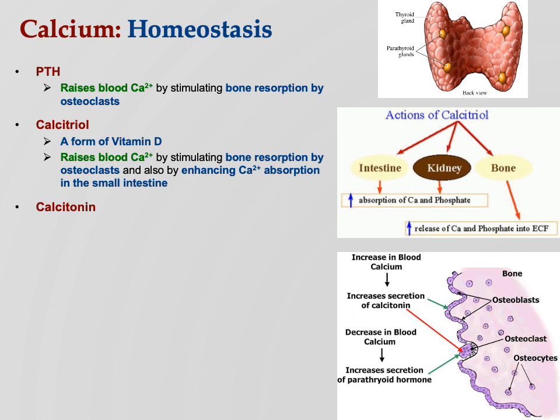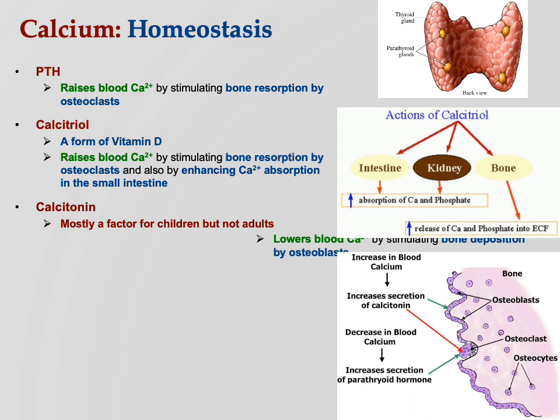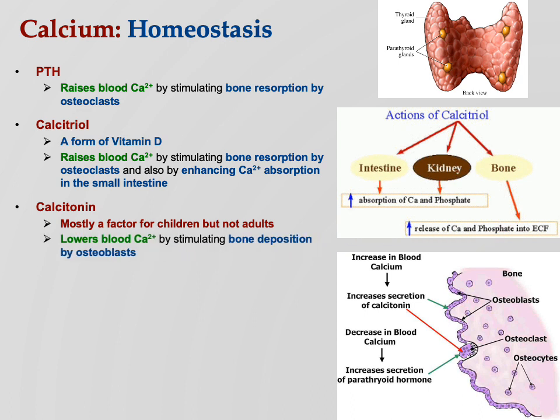Calcitonin was the third big calcium hormone, but remember it does the opposite of PTH and calcitriol. So it's mostly a factor for children, not adults. This is when kids are growing. So what does it do? Lowers blood calcium by stimulating bone deposition by osteoblasts. So remember, osteoblasts are the cells that grow the bone. Bone deposition, they're making bone. So yeah, kids are growing. They need to make bones. So that's what calcitonin does. It says, get all this calcium out of the blood and put it in the bone, damn it. That's where it needs to be.